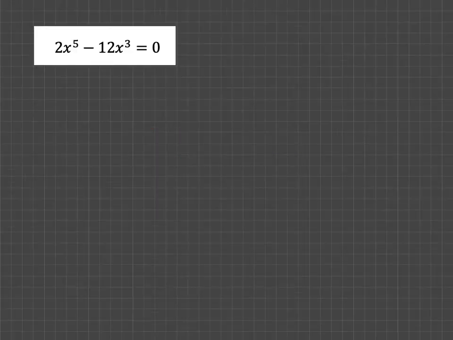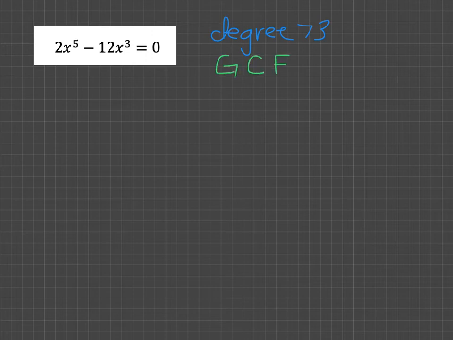Okay, let's look at this one. It does have degree greater than 2, but it does not have 4 terms, so we're not going to be grouping. The key is we want to look for the greatest common factor. Truth is, whenever we factor something, that's the first thing you want to look for. But here we're wanting to solve this.